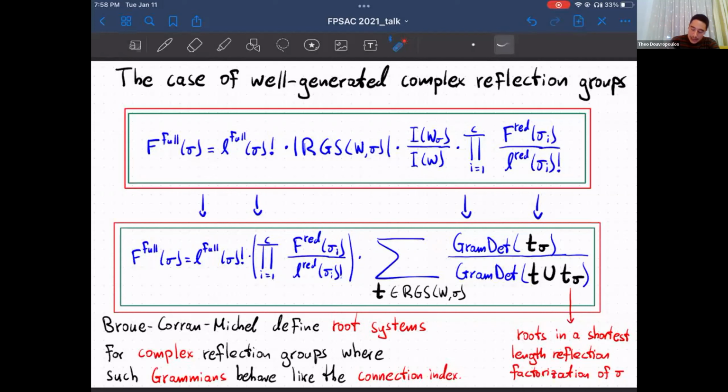This is remarkable. And it's even more remarkable because it's not an accident. These things have appeared before. Broué and Michel managed to define good analogs of root systems for complex reflection groups. And in those analogs, exactly these Gramian determinants play the role of the connection index. It wasn't a complex number, but it was the ideal generated by this Gramian determinant in an extension of the rationals, but it was meaningful.